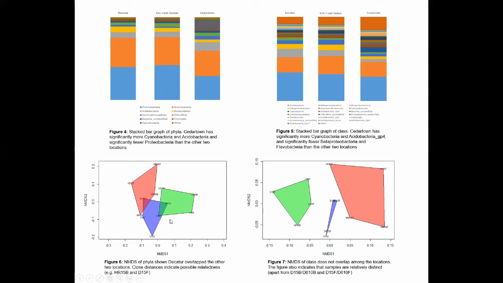Figure 7 is a little bit different in that the class level lacks overlap. This is possibly because it is maybe indicating samples are relatively distinct.